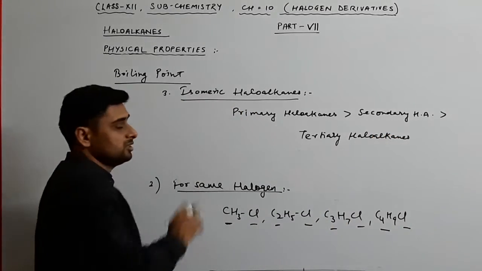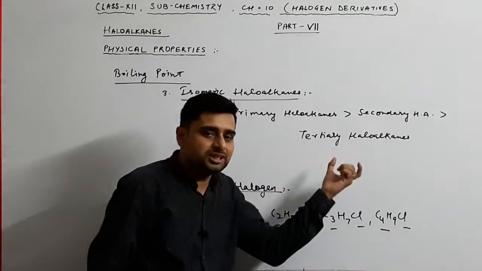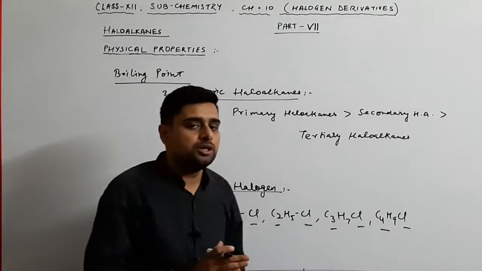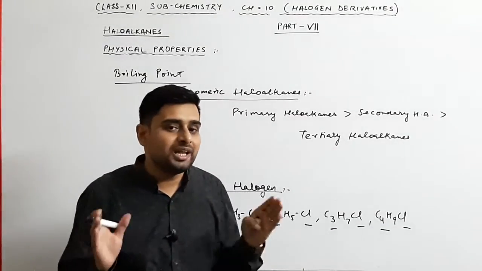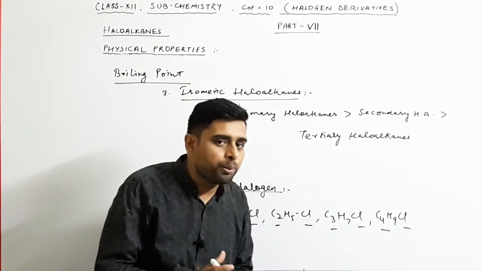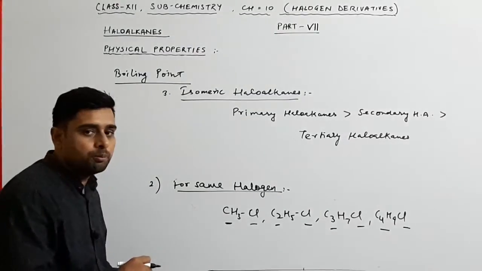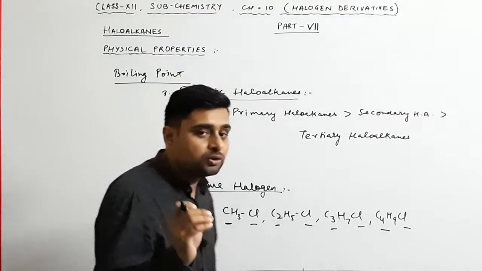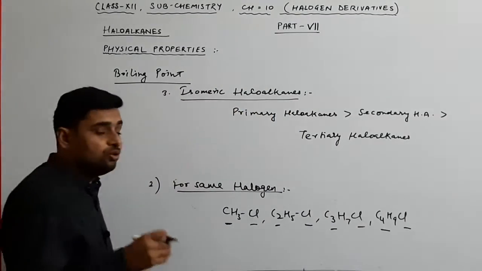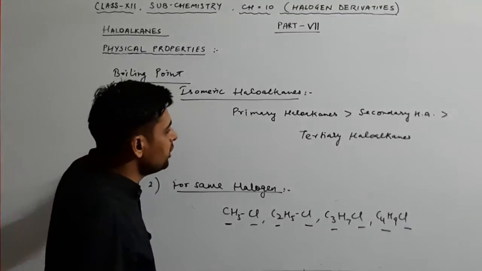Why I write this order? Because on increasing branches in the halogen compounds, the surface area of the halogen compounds becomes less and the molecule and the compound becomes more compact. Due to more compact and less surface area of that particular compound, the van der Waals forces decrease. Due to decrease of van der Waals forces, boiling point also decreases.